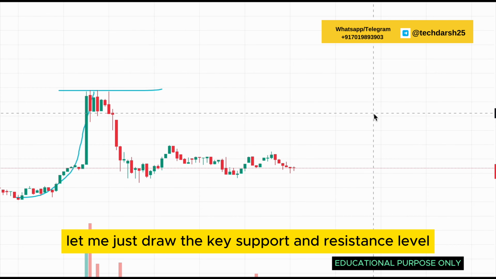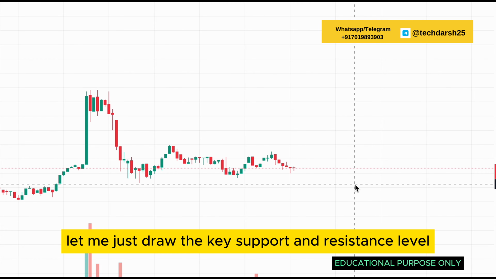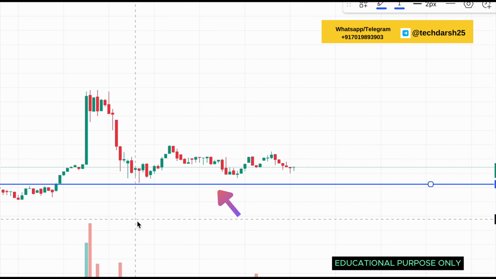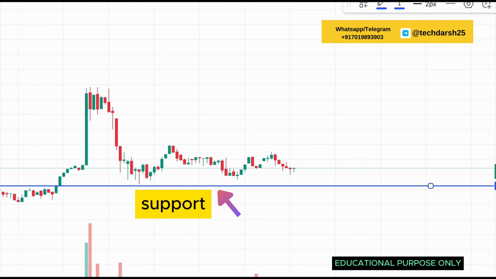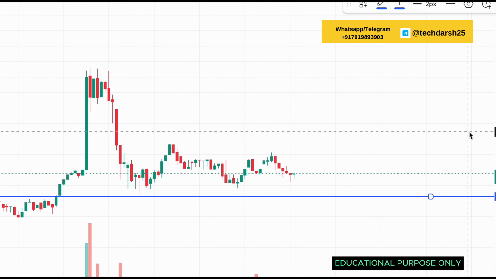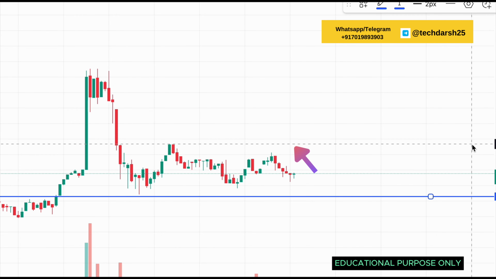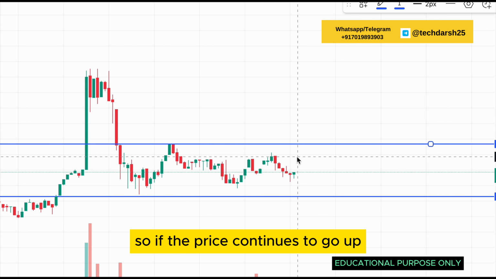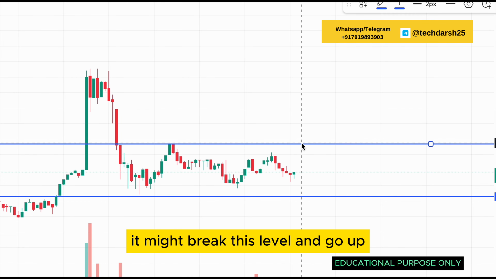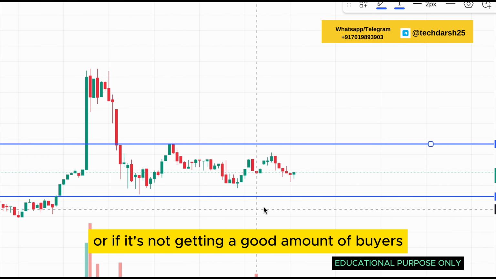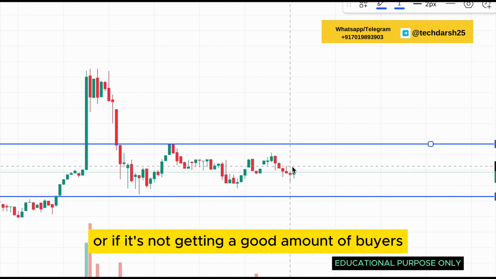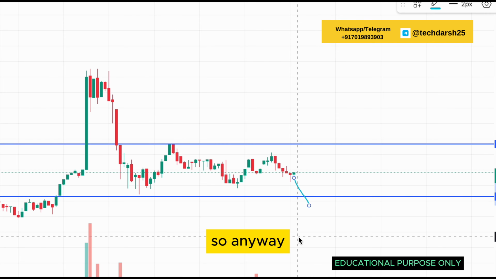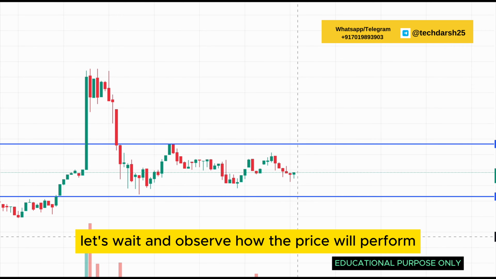Let me just draw the key support and resistance level according to the current price, what it has found right here. Let's consider this as a key support level as of now, and this as a key resistance level as of now. If the price continues to go up, then there are chances it might break this level and go up, or if it's not getting a good amount of buyers, then the price might become bearish and come down from here. Anyway, let's wait and observe how the price will perform.